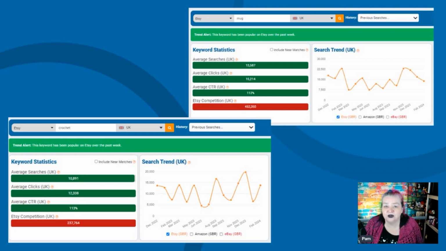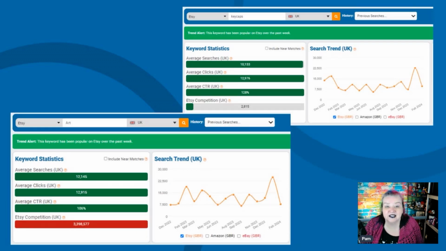Oh, and talking of the keywords we're watching. Bracelet and furniture are still in the top 20. And keycaps and art? Keycaps still looks promising, although dipping from its spike last month, but the competition and click-through rate still make it a keyword to consider.